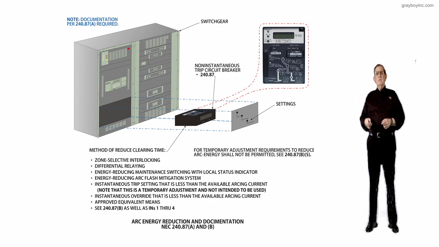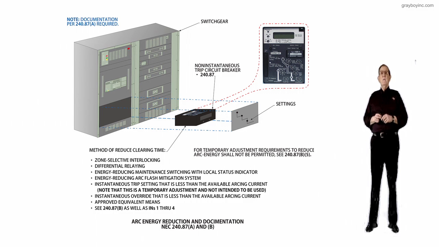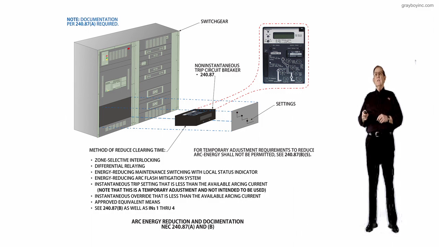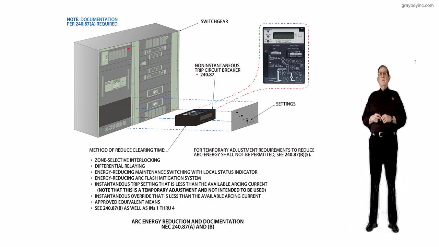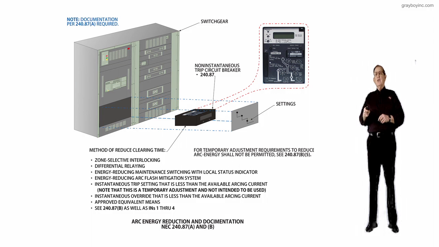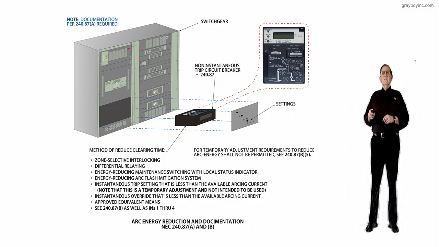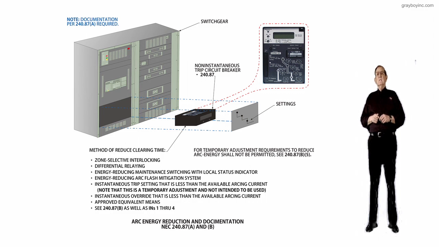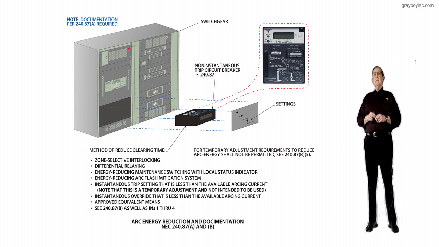This illustration deals with arc energy reduction and documentation in accordance with 240.87(A) and (B), and now we're dealing with circuit breakers that have settings. Now, first of all, switchgear. This is a switchgear. And secondly, it's a non-instantaneous trip circuit breaker in 240.87. And then, of course, the third thing is the settings, we have to be knowledgeable to know how to set it.